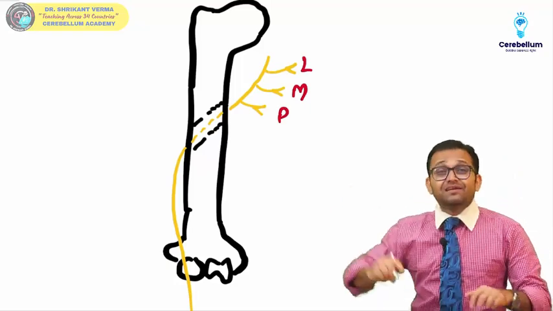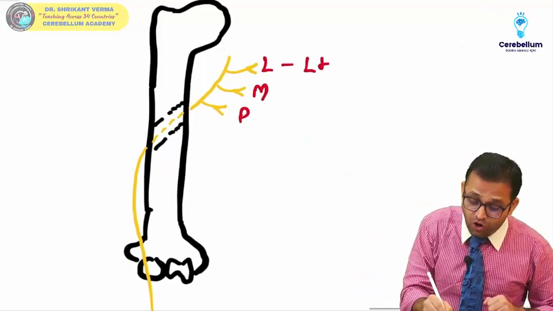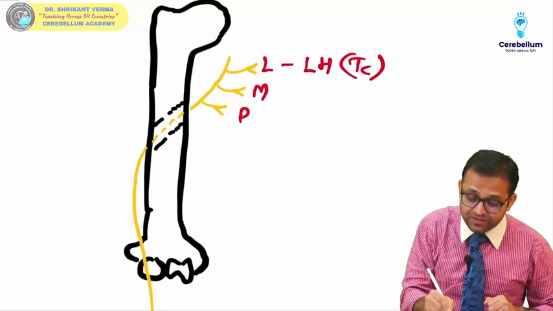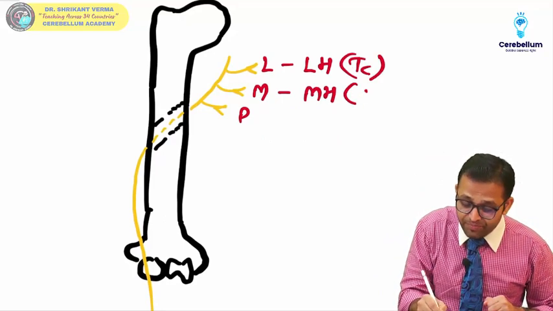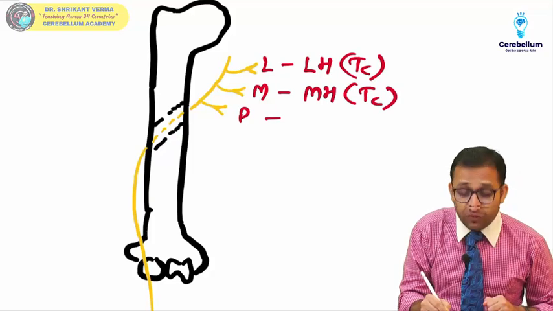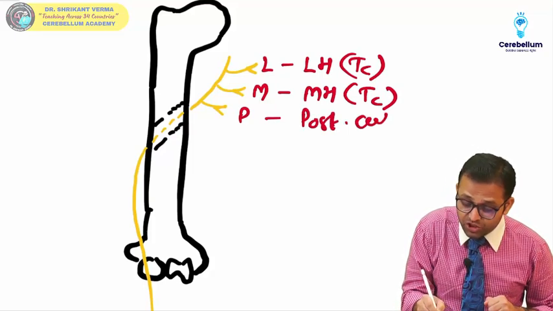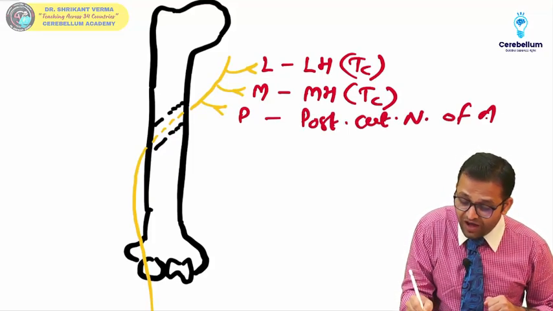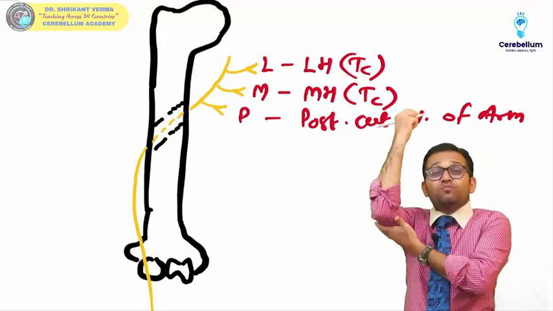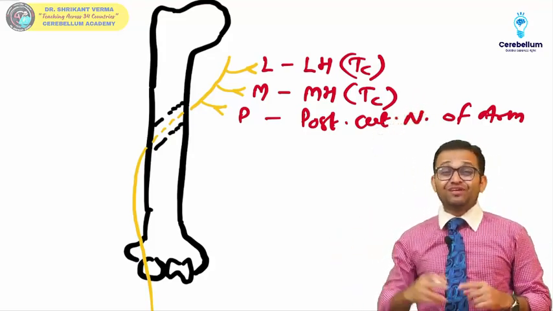What is this L? Remember, it is giving the branch to the long head of the triceps. M, for it is giving the branch to the medial head of the triceps. And P, you can remember, the posterior cutaneous nerve of the arm. It is supplying the skin of the posterior side of the arm. LMP is your mnemonic. It is very important.